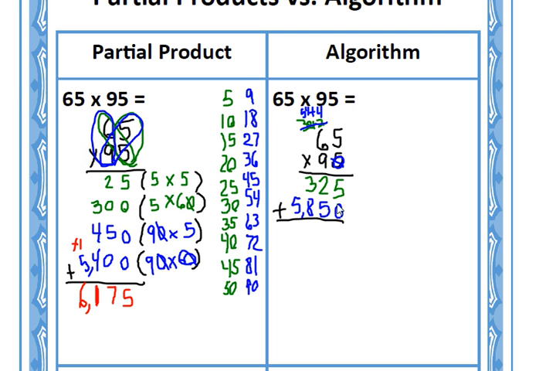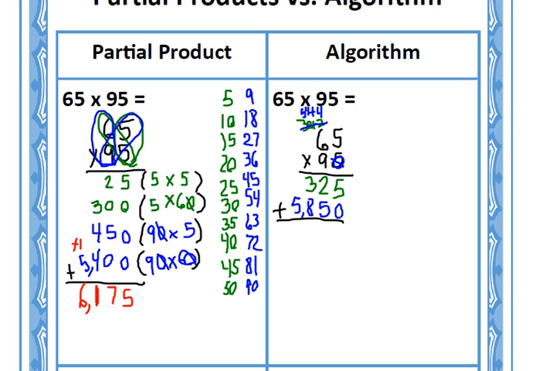So even with the algorithm, we get some partial products here that we have to add together. But notice that when we do partial product, we do every value of every digit, and then we add all of them up. With the algorithm, we're doing 5 multiplied by everything on top, and then 90 multiplied by everything on top. All right, so that's kind of how it works.